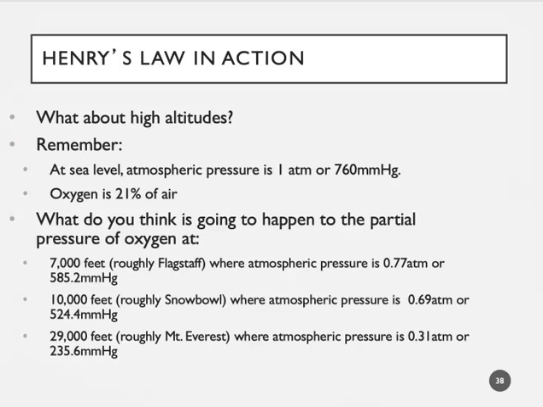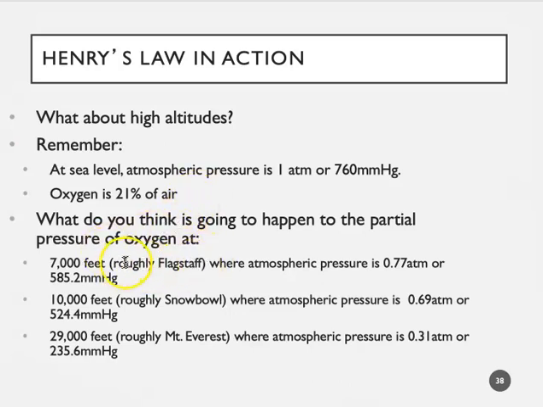Now, we talked a little bit about going into deep water. Well, what about going up a mountain? So remember, at sea level, atmospheric pressure, so this is here in Phoenix, is 760 mmHg, and oxygen is 21% of air, right? So again, we multiply those two together and we get 159.6 mmHg here at Phoenix levels.